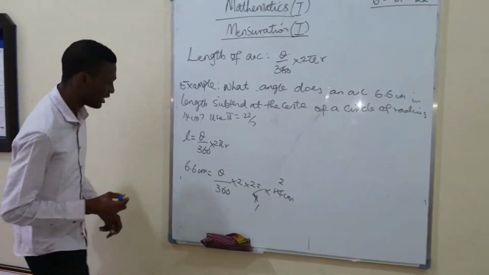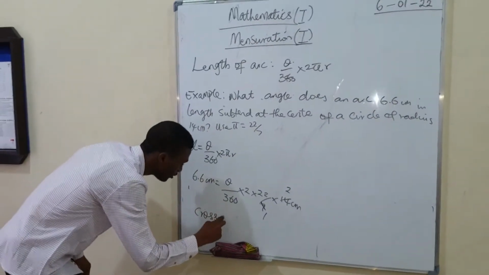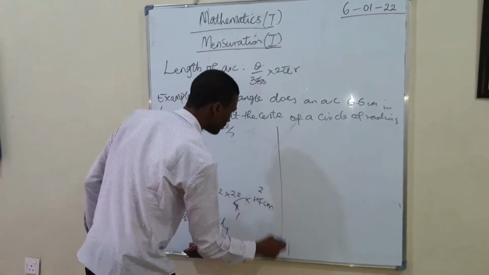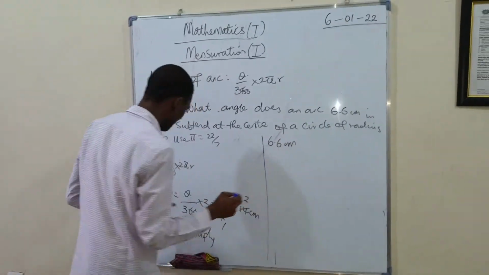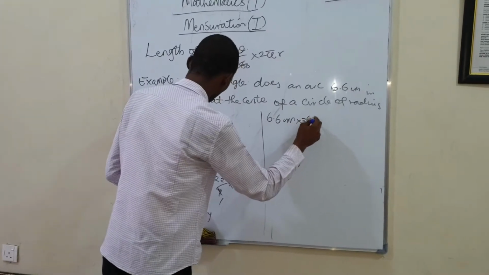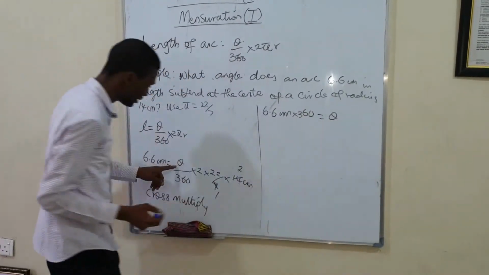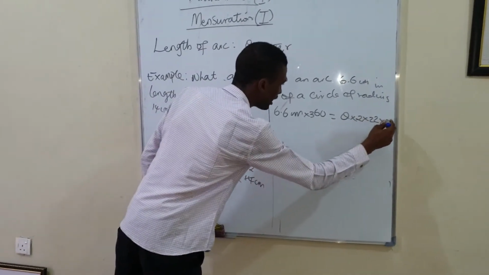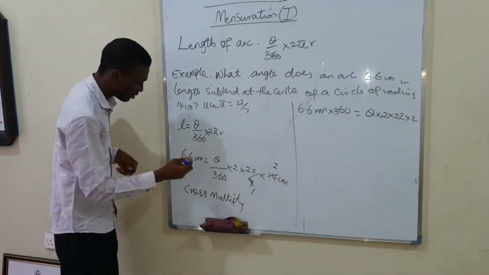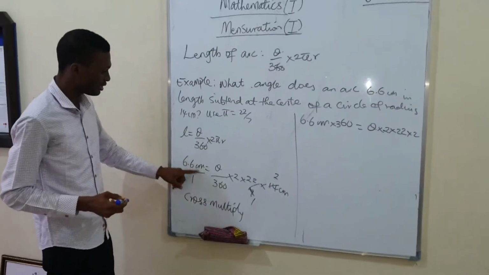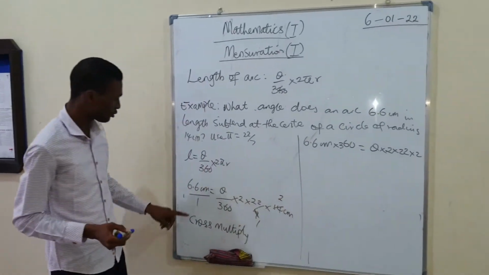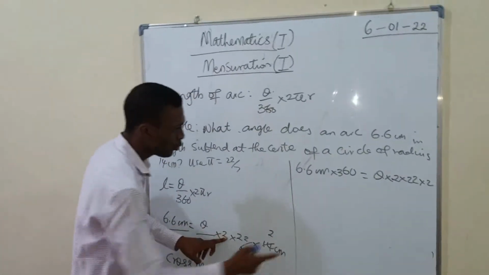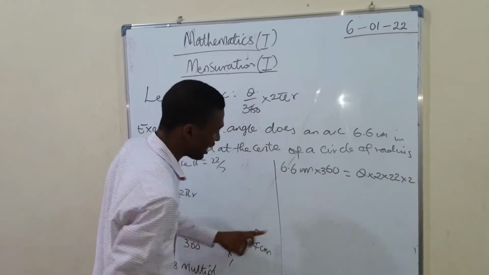Okay? We can now choose to cross multiply. We have 6.6 cm times 360 equals theta times 2 times 22 times 2. By cross multiplying, this divided by 1, 6.6 cm times 360, we have it here. Then equals 1 times all of this, giving what we have here: theta times 2 times 22, then times 2.